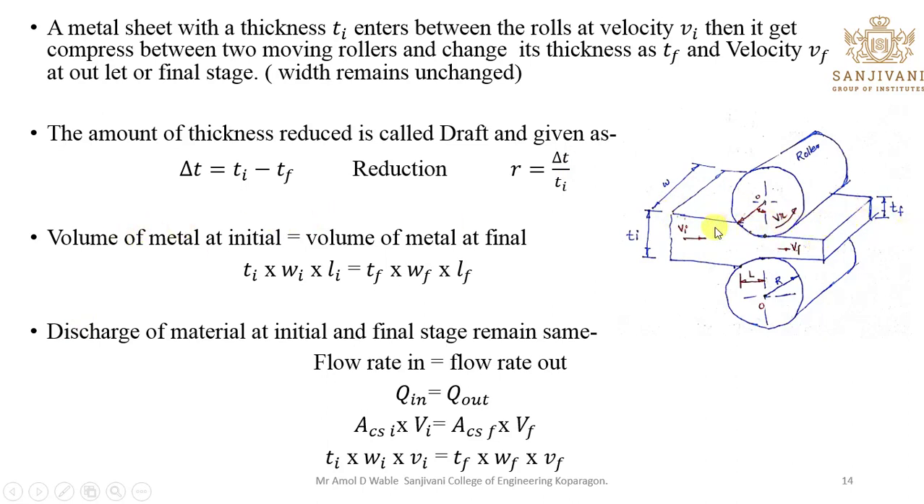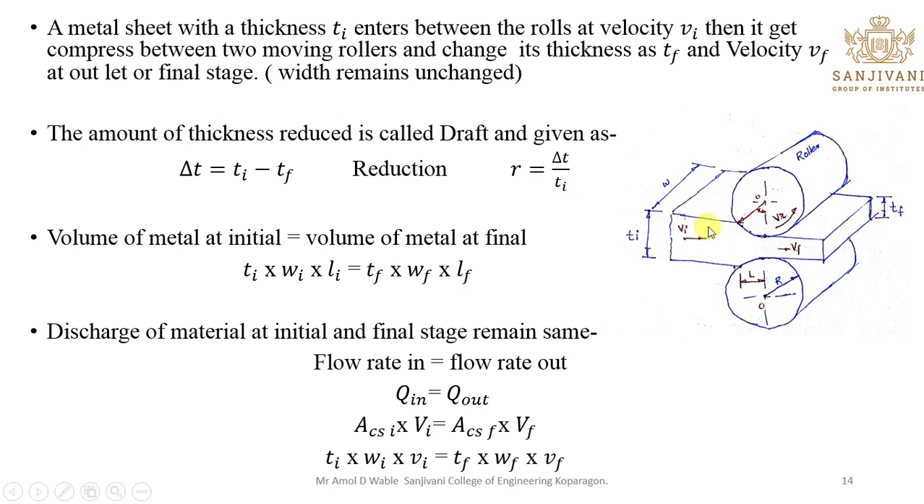So according to this condition, you can write down volume of metal at initial is equal to volume of metal at final. So you can take volume as what? It will be thickness multiplied by the width and by the length. So this will be the length, in this case Li. Then for final volume, you can write down Tf into Wf, that is width, and by final length. Again, another condition you can use, whatever the discharge of material initially will be there, it will be the same as the discharge which is coming outside.